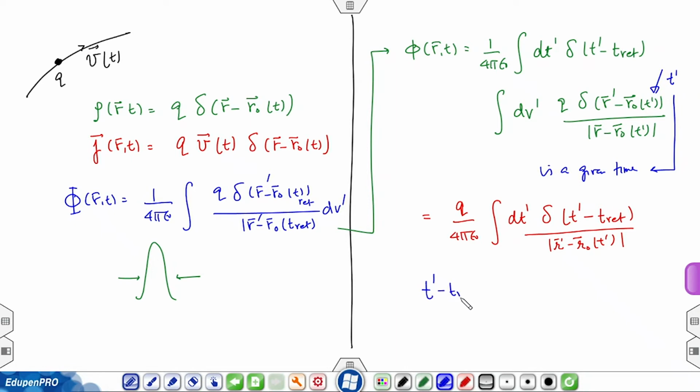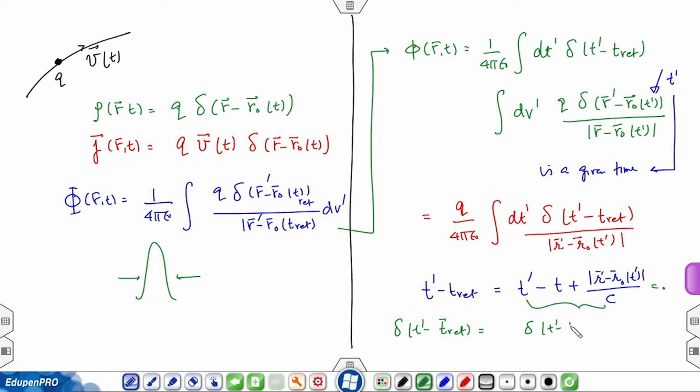t prime minus t retarded is equal to t prime minus t plus modulus of r minus r naught(t prime) over c, and the delta function delta(t prime minus t retarded) is going to be equal to, because t retarded is determined by this being equal to 0, delta of (t prime minus t retarded) divided by the modulus of df by dt prime. Let me explain this further.